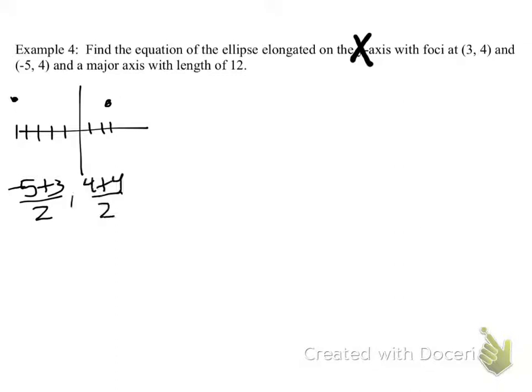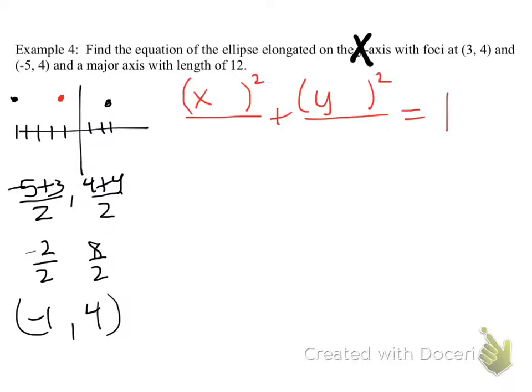And keep in mind that your center is halfway between your foci. So we could find the midpoint of our foci, add the x's together, divide by 2, and add the y's together, divide by 2. And we get that our center is at -1, 4. Or if you've graphed them, you can say, well, my center is halfway in between, and you can plot them and still determine that your center is at -1, 4. So we have this skeleton idea of what an equation of an ellipse is, so now we just need to fill in what we know.